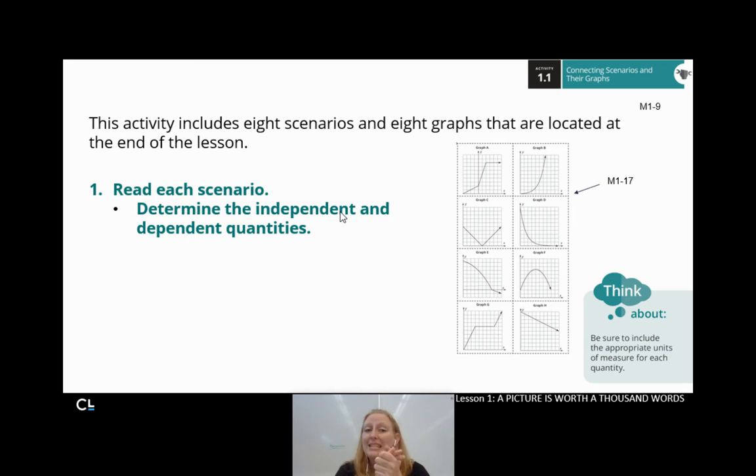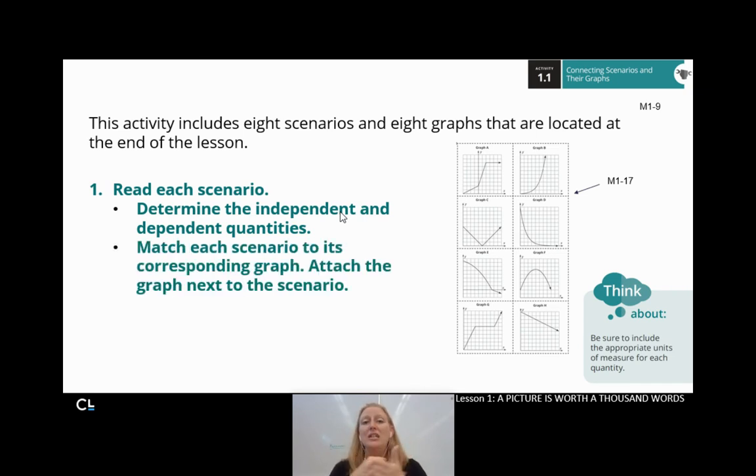Then, once you've read the scenario, just like we did before in our getting started activity, determine the independent and dependent quantities. That's the next step. Once you've done that, and you'll see there's space to write independent quantity, dependent quantity, you can write them right underneath the scenarios.